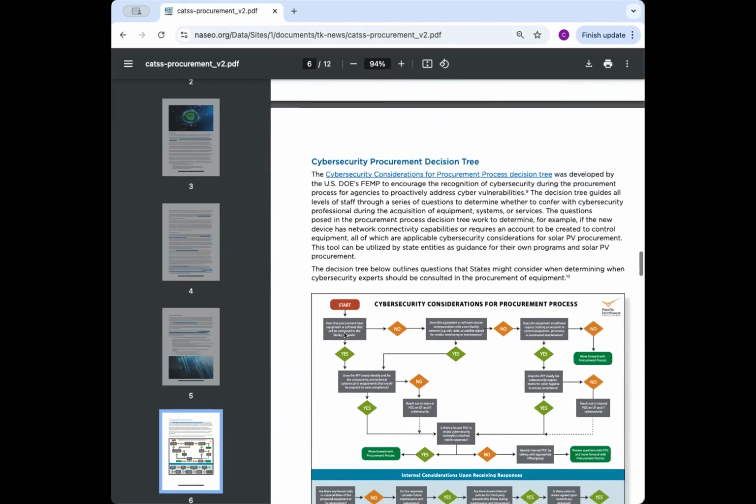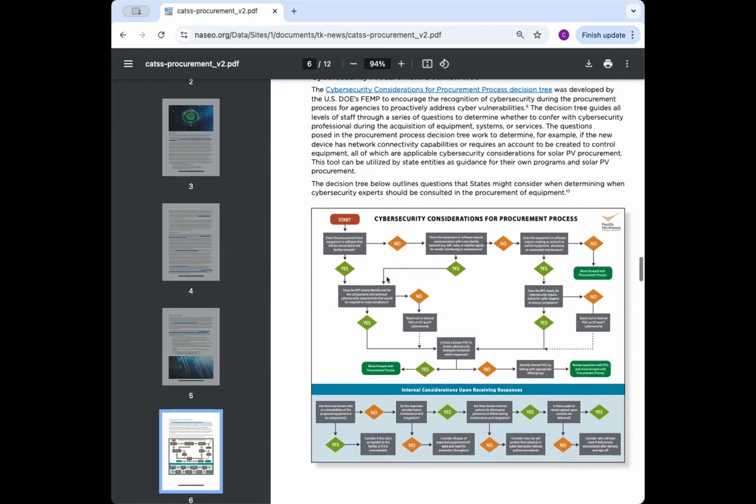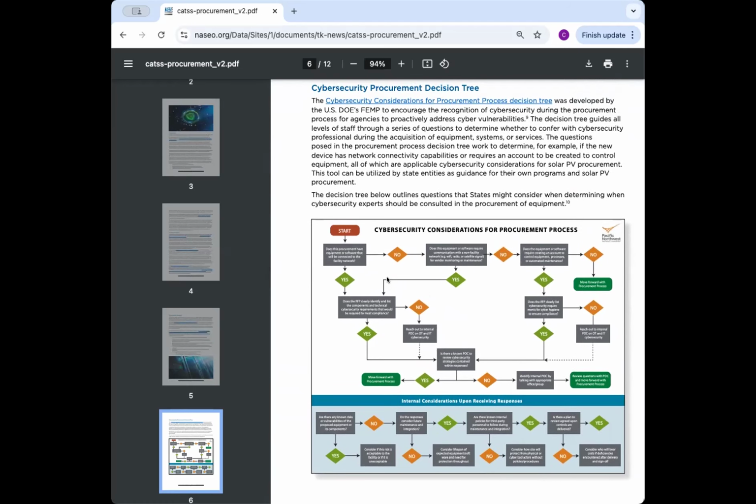There are a number of decision trees both included in here and referenced via different links. And this can help folks that are maybe not as familiar with procurement generally ask some basic questions to get a better understanding of what some leading federal and industry practitioners are looking at. And that can help you inform or design procurement guidance for solar or DER assets in the future.